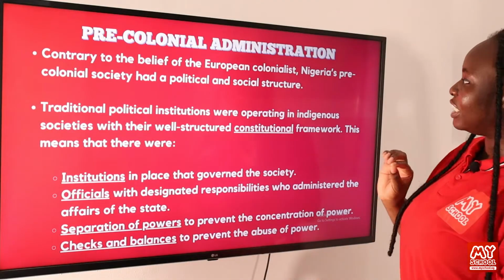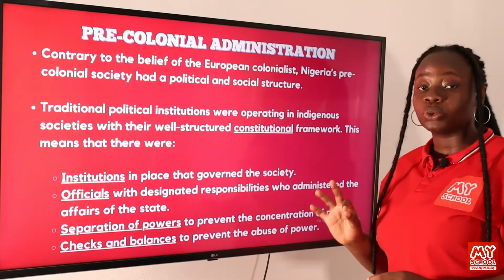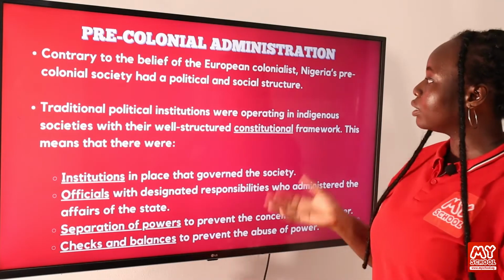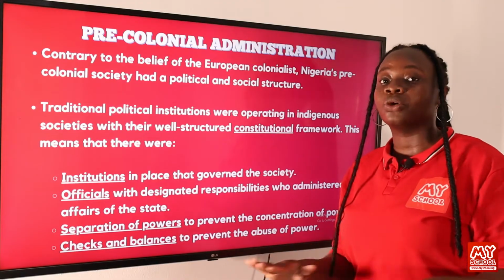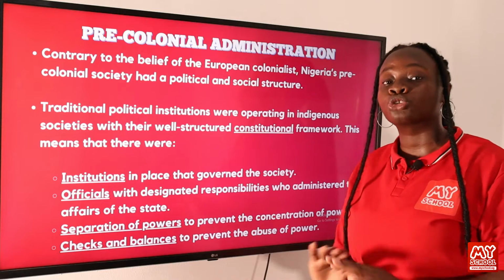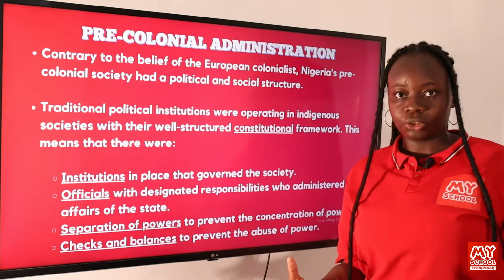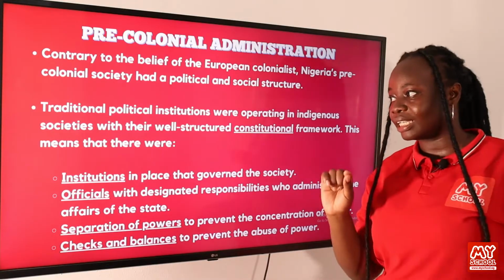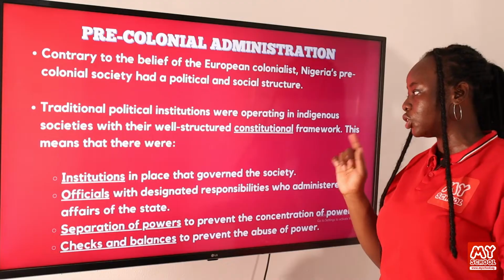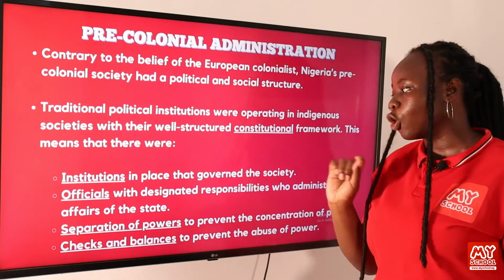Contrary to the belief of the European colonialists, Nigeria's pre-colonial system had a political and social structure. When the British came to Nigeria, there was the belief that Nigeria had nothing. There was no political system, no structure of governing the society before they came. But this is not the case. Traditional political institutions were operating in indigenous societies with their well-structured constitutional framework. And this means that there were institutions in place that governed the society.